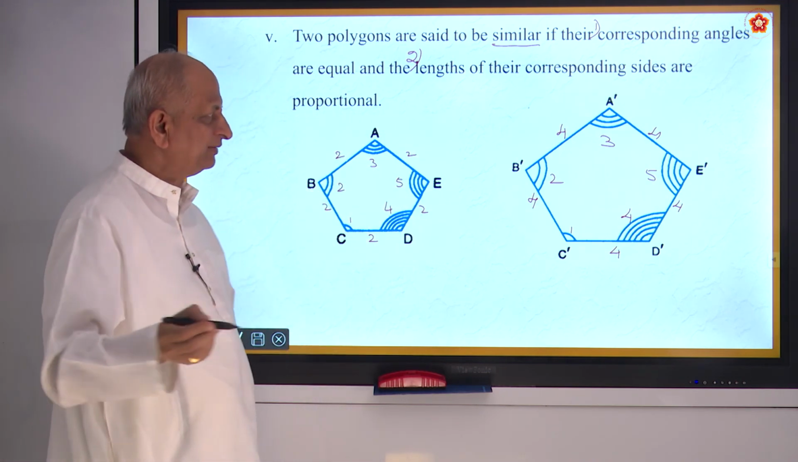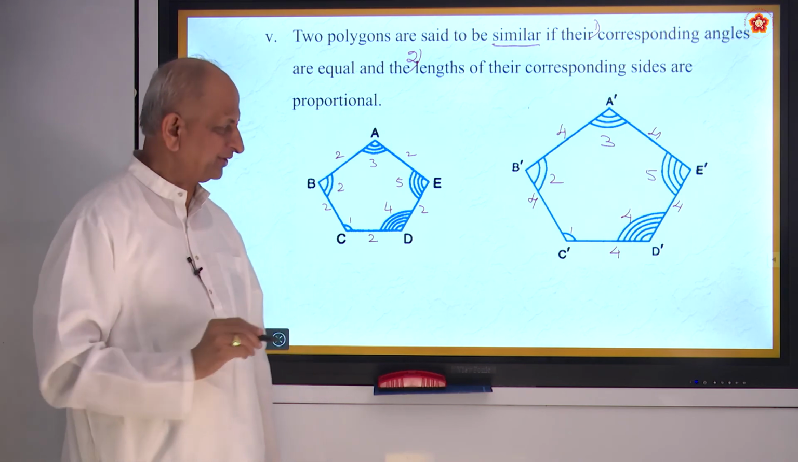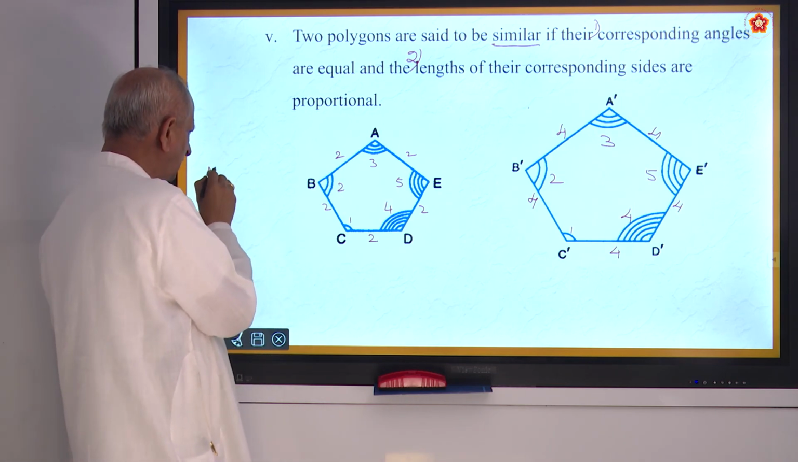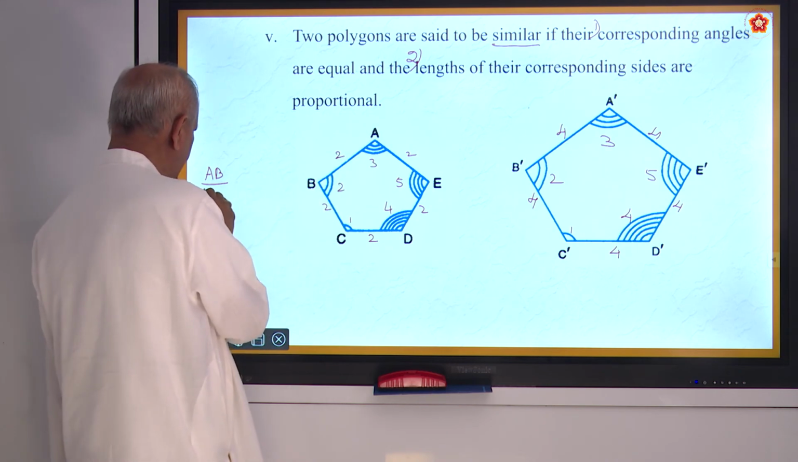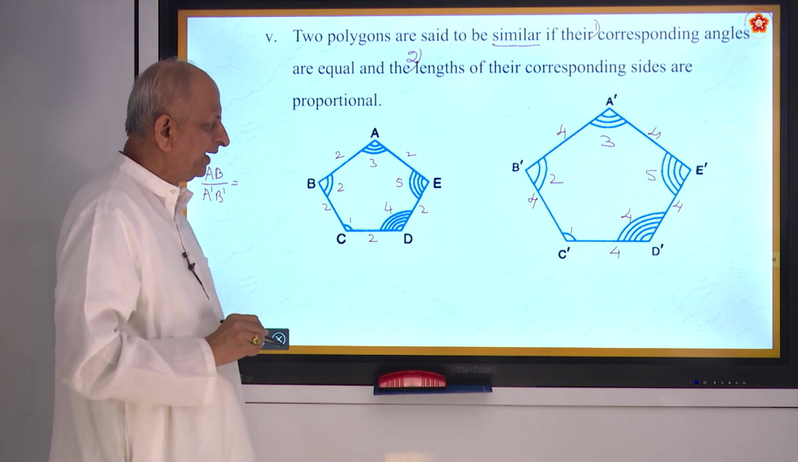So angles are equal. Sides are proportional. Means the ratio must be equal. That is, suppose you have AB here. AB by A dash B dash is equal to, come on.